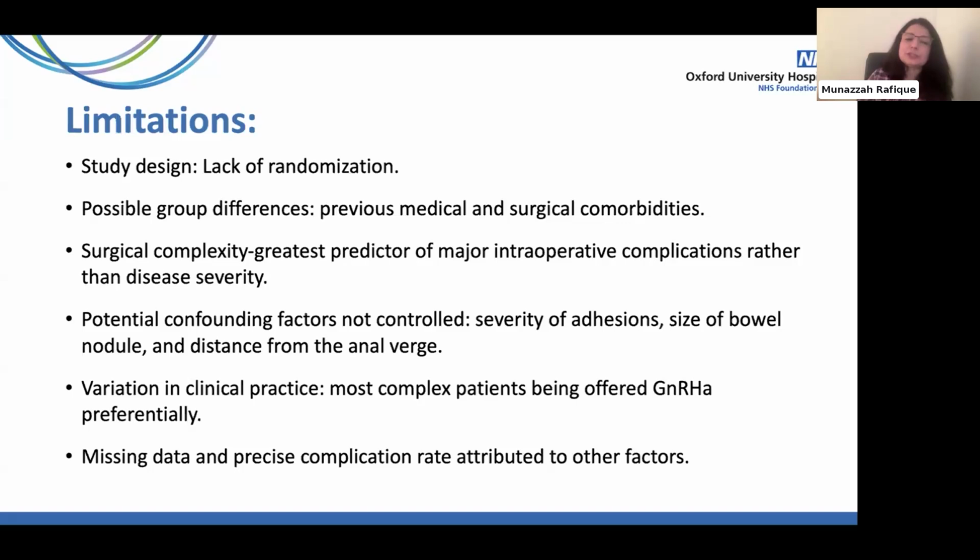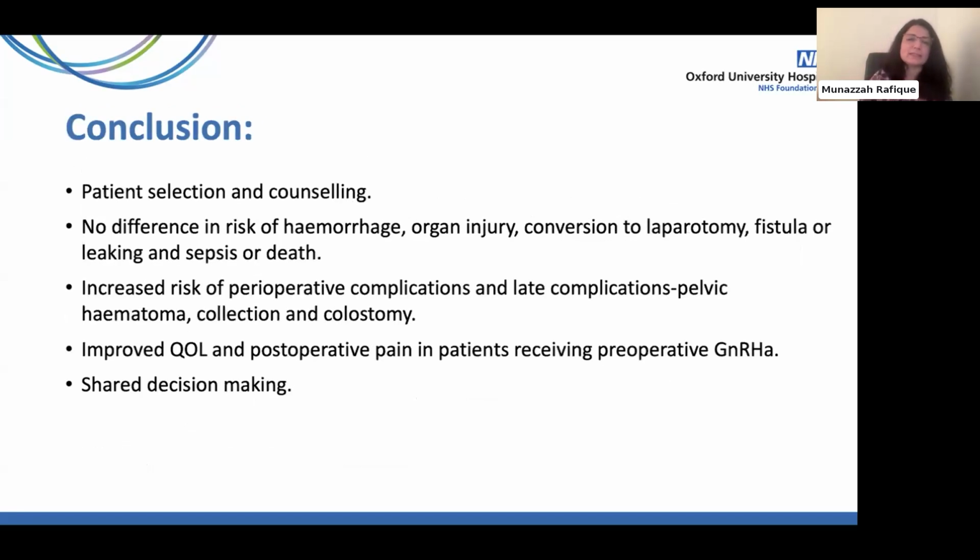And there is limitation in terms of the missing data that can contribute to some of the factors in terms of the results. The conclusion, we do suggest that we need to have a careful patient selection and counseling as well. We can counsel that there is no difference in terms of the very common risks that we explain, like hemorrhage, organ injury, fistula formation, leak, death, or sepsis. However, these are some of the perioperative and late complications that are increased.